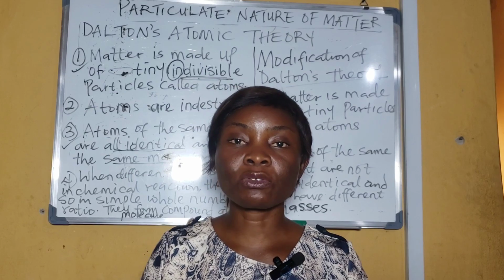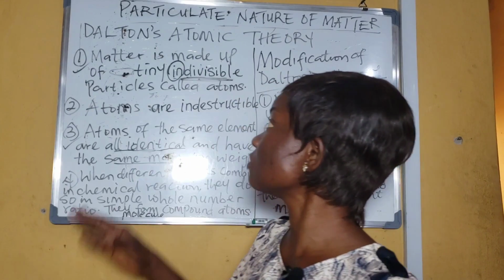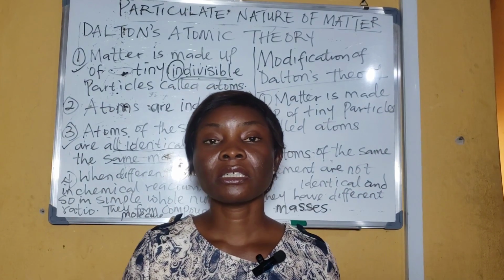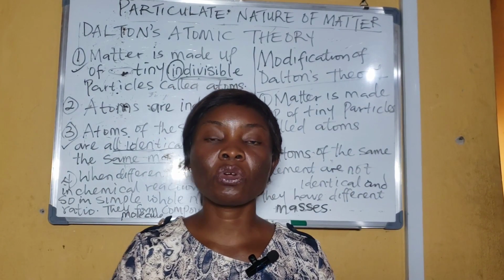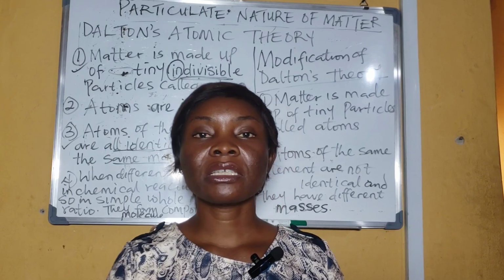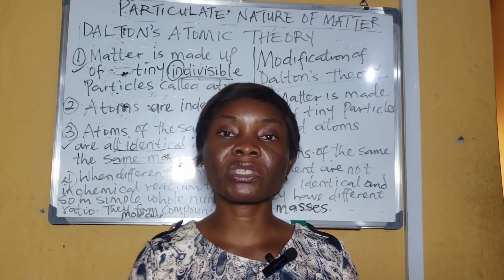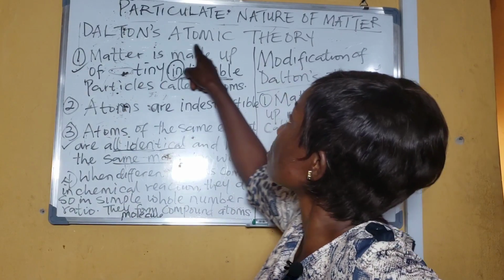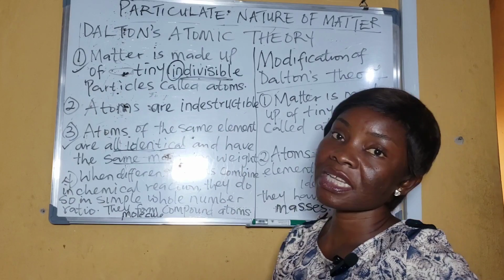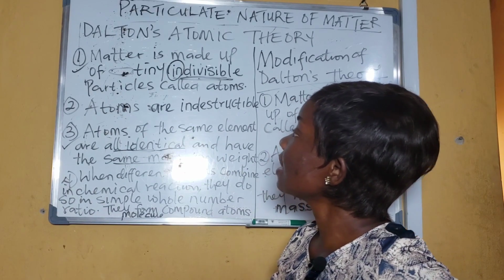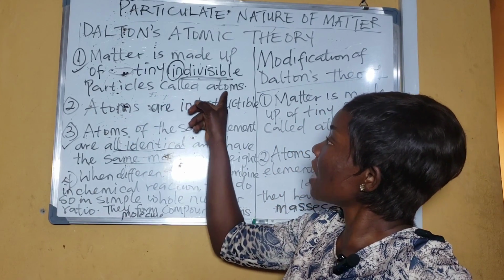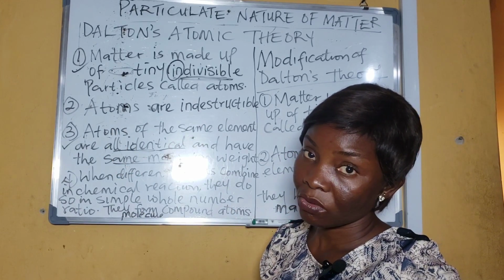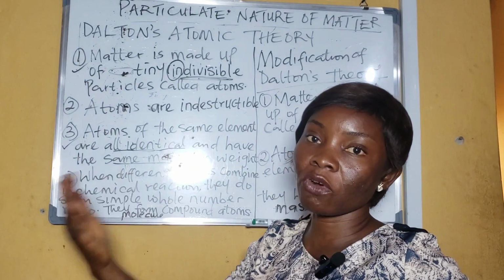All right, having said that, we'll call it a day here, but before that, we'll just have a quick summary of the topic today, the particulate nature of matter. So we've said that the scientist that discovered the theory that supports the existence of particles of matter is called Dalton, and that is why we have Dalton's atomic theory. The first one states that matter is made up of tiny indivisible particles called atoms. Then the second one is that atoms are indestructible. You can't destroy them, but you can change them from one form to another.